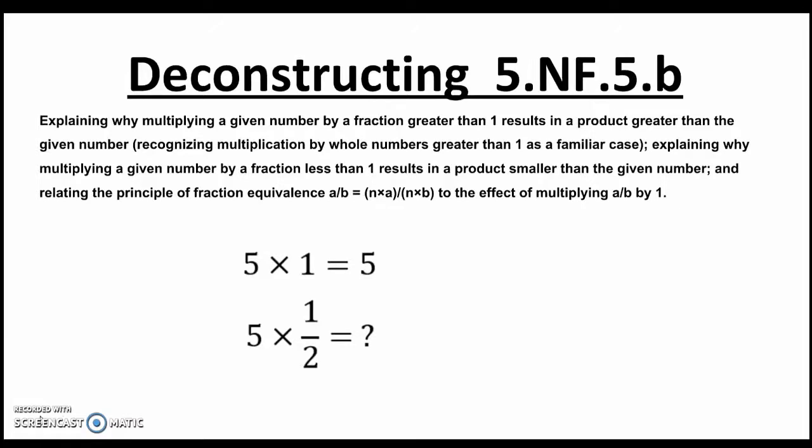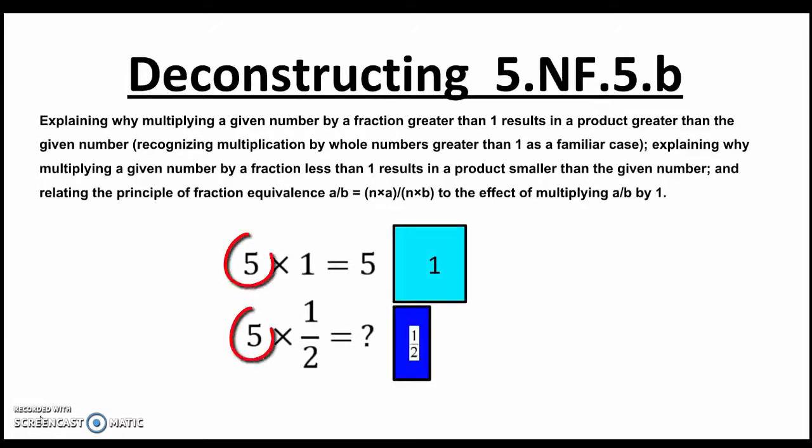Two ideas should be noted. One, that both equations have a common factor of 5, and two, that the second equation has a fractional factor of 1/2. Since 1/2 is less than 1 whole, we want students to reason that this product should be less than the product of 5 times 1.